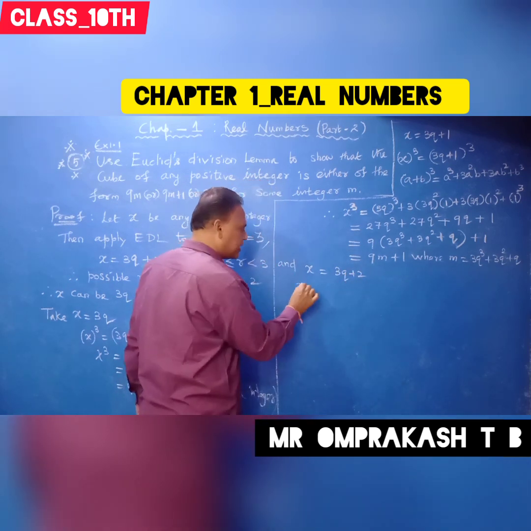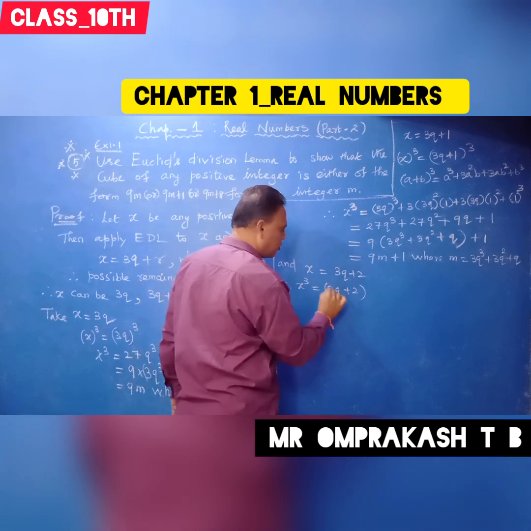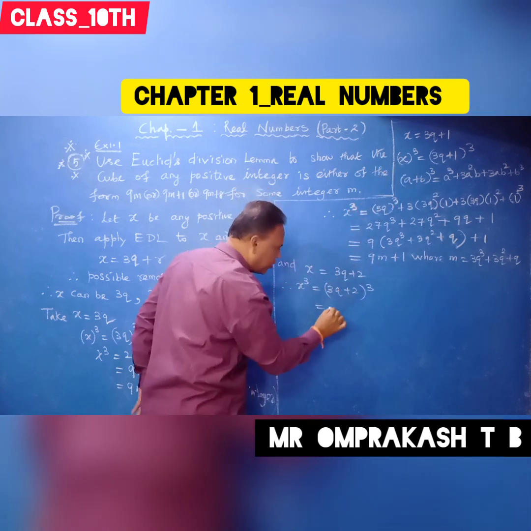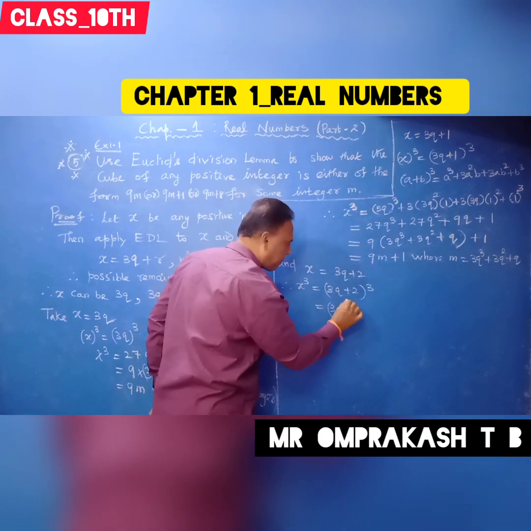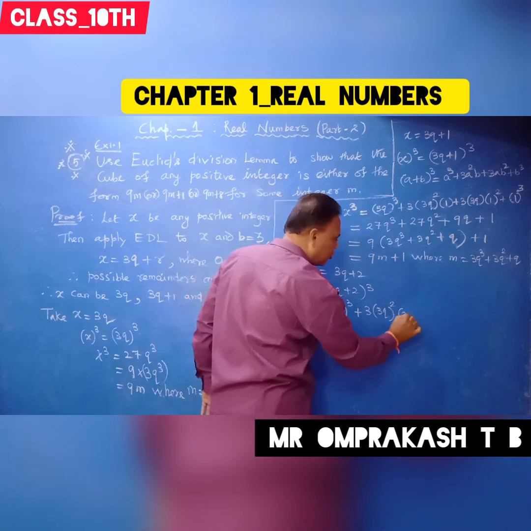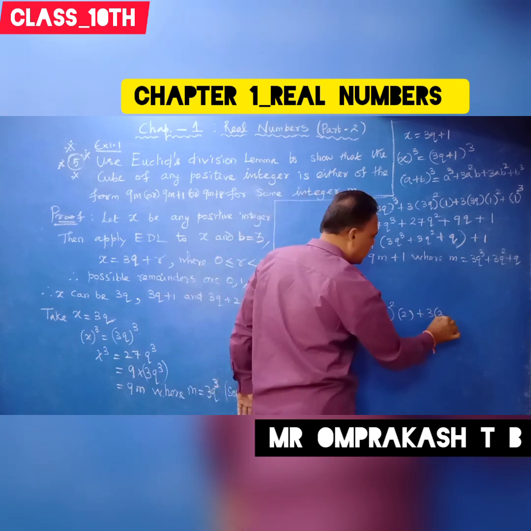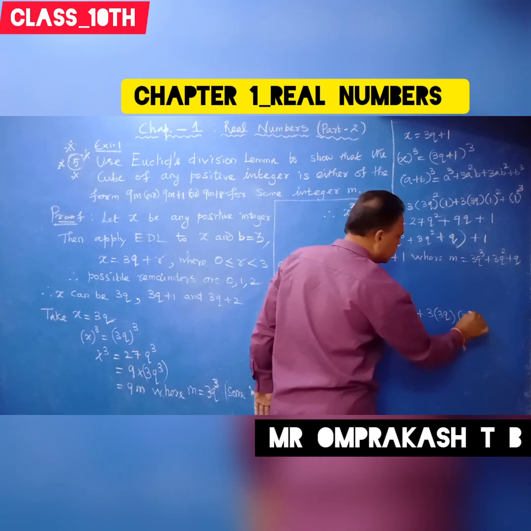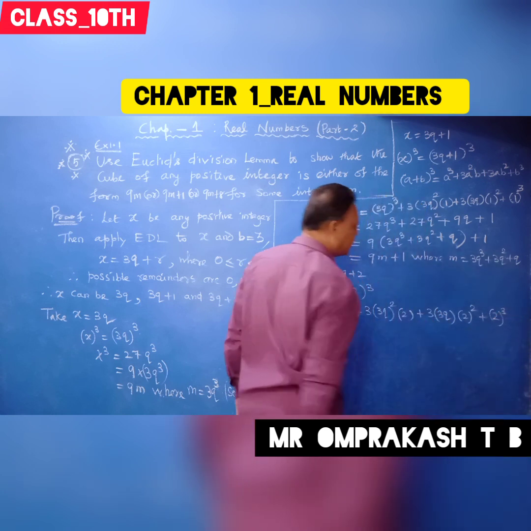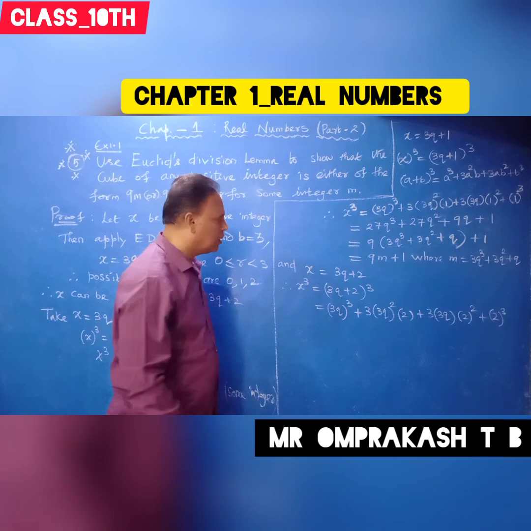Again take cube on both sides. So therefore x cube equal to (3q plus 2) the whole cube. Same formula applies, the (a plus b) whole cube formula. Clear? a cube plus 3a squared b plus 3a b squared plus b cube is 2q. Clear? So just write the formula. Clear?